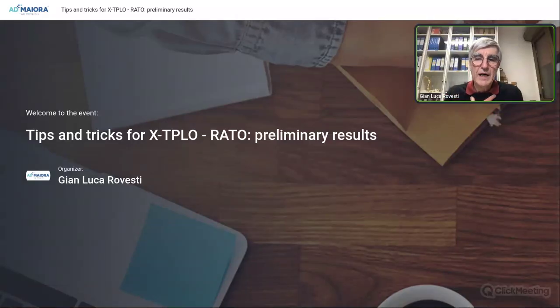I don't have my preferred technique. I try to select the technique that I think may be preferred by the patient. So I use TPLO, TTA, extracapsular, whatever, okay?